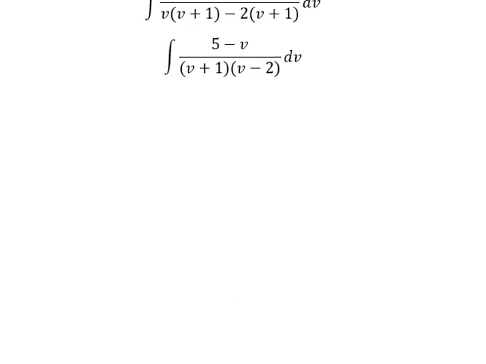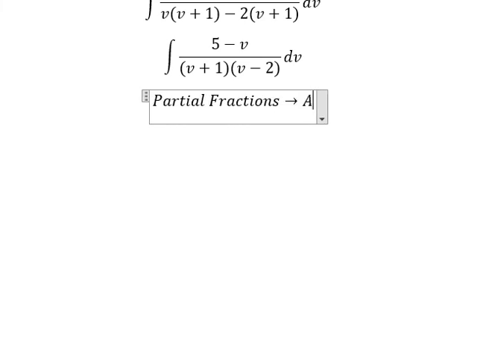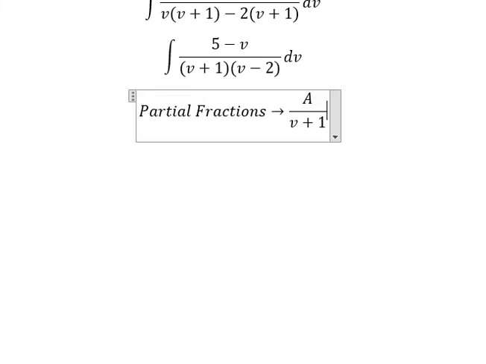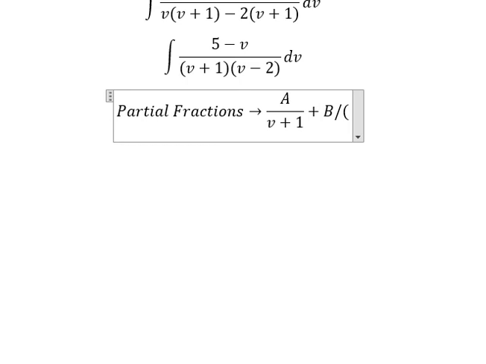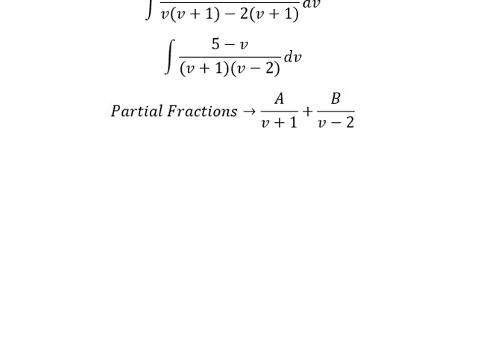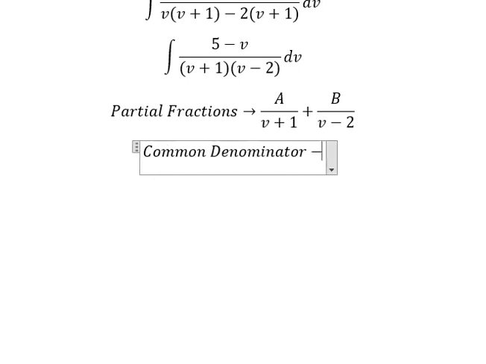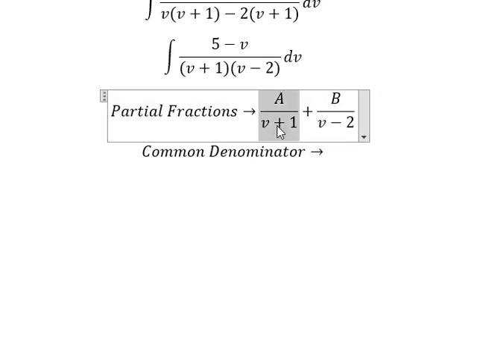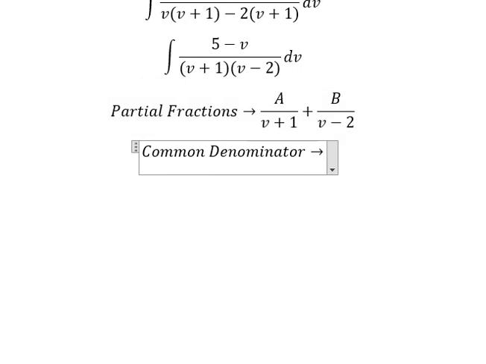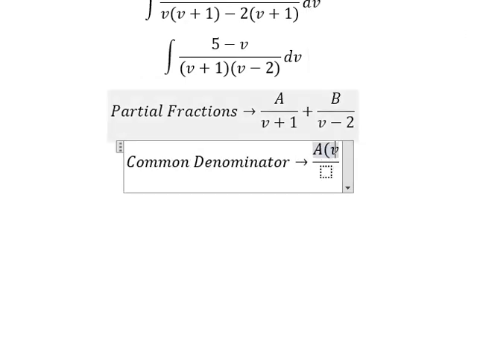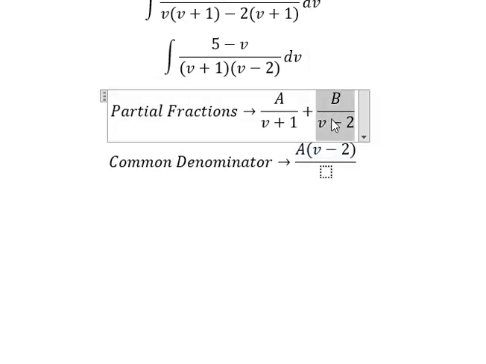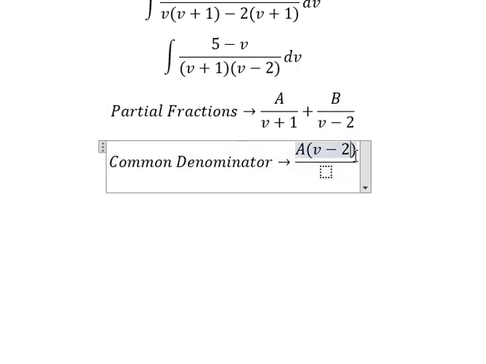Next, we do partial fractions. So I will put capital A over v plus 1, capital B over v minus 2. And now we do common denominator. So about this one, it is missing v minus 2. About this one, it is missing v plus 1.